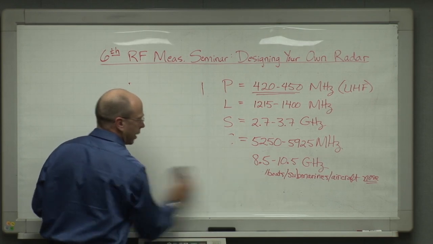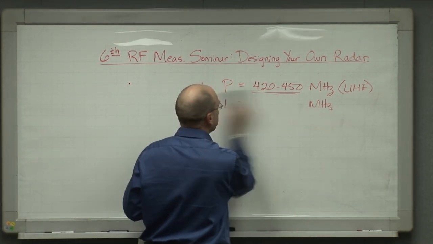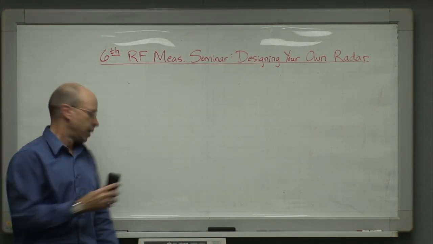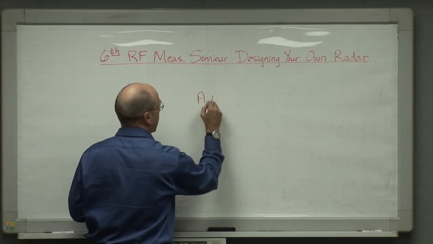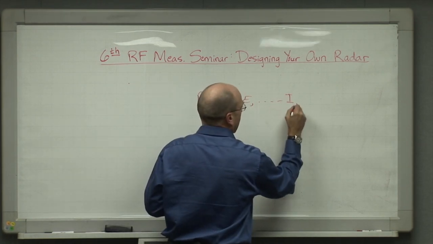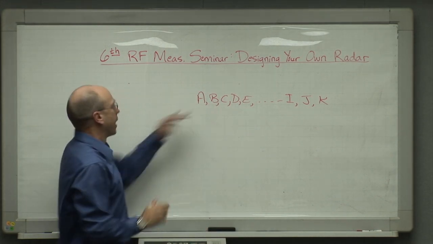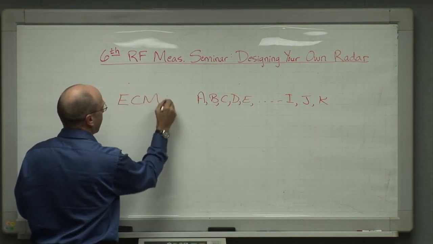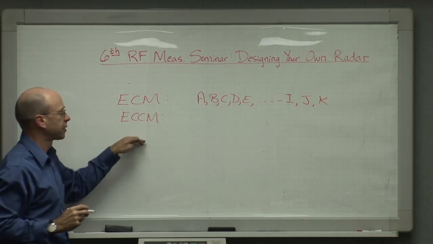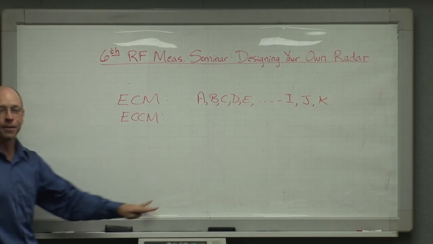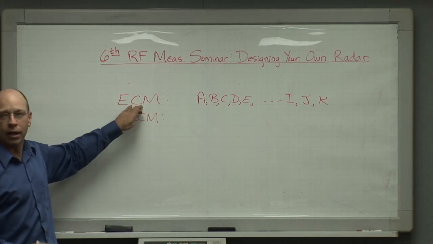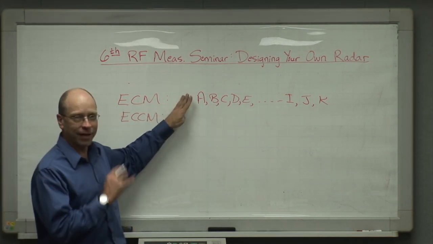Oh, and to confuse the issue even more, on band designations, people who build electronic warfare systems have a band designation system that goes A, B, C, D, E, and so forth, up through I, J, and K, roughly. And the ECM, electronic countermeasures, designations have nothing to do with radar band designations. So if someone says it's a D band system, they're talking about an electronic warfare system of some sort. And those band designations have nothing to do with radar designations.